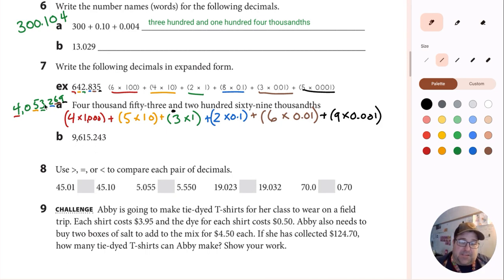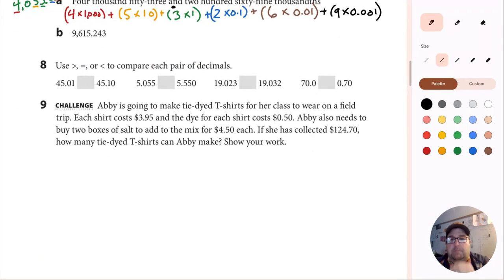B has basically the same number of digits, except that does have 1 in the hundreds. So 9 times 1,000, 6 times 100, 1 times 10, 5 times 1, right? 2 times 1/10, 4 times 100th, 5 times 1,000th. So just think about what does each one of those numbers represent. Less than or greater than.